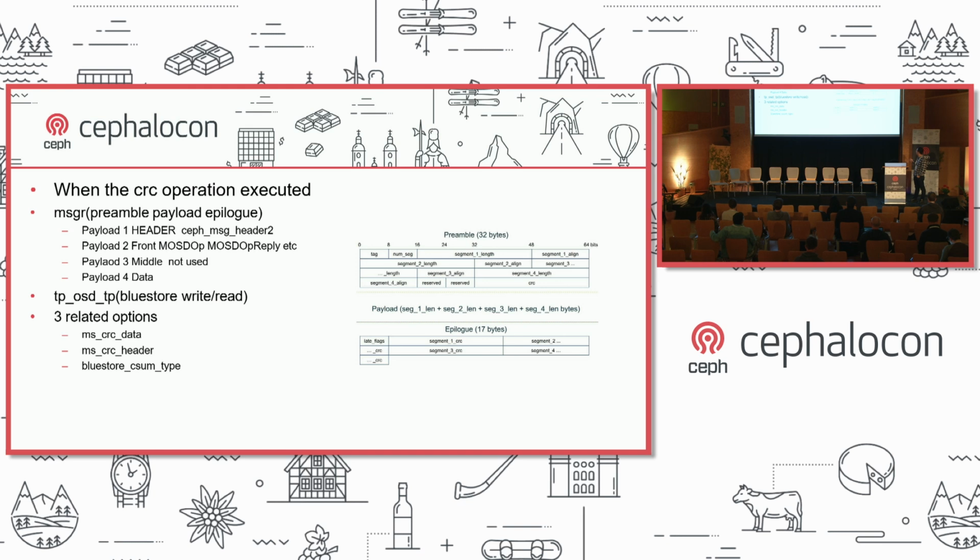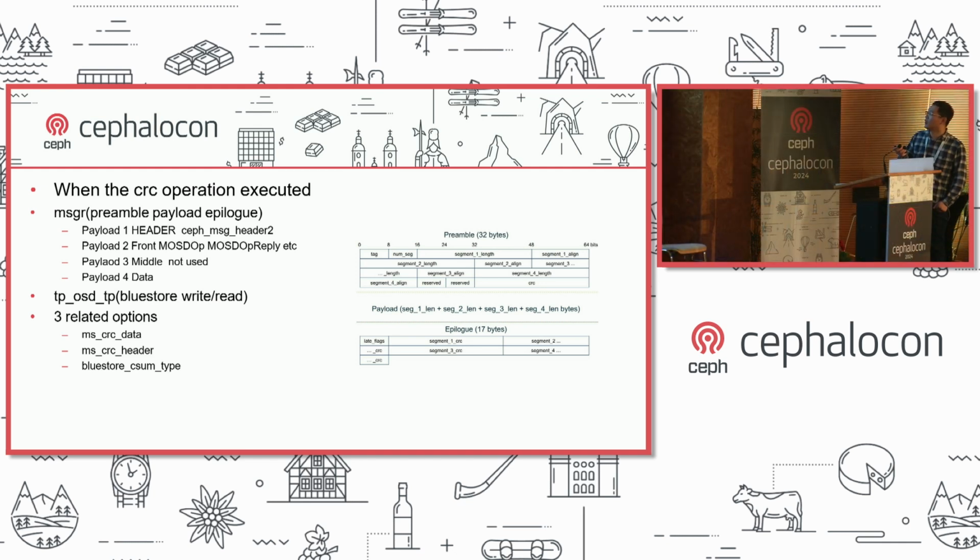The first segment is the Ceph message header, and the second is the front part. It tells us what operation the message will do. The middle part is not used for now, and the last is the data part. BlueStore will calculate the CRC while reading and writing to make sure the data is correct. There are three related configs in Ceph that can directly influence its behavior.